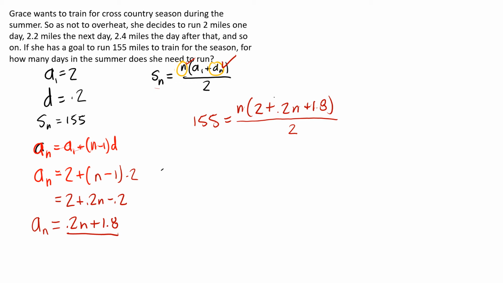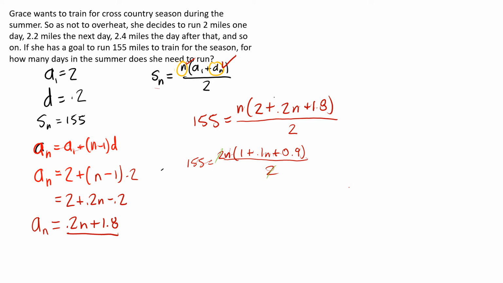So let's see, we can do some math. Let's get rid of this 2 by factoring a 2 out of the top. So we'll rewrite this as 155 is equal to 2n, factoring the 2 out of the parentheses, 1 plus 0.1n plus 0.9, divided by 2. Okay, these 2's can go away.